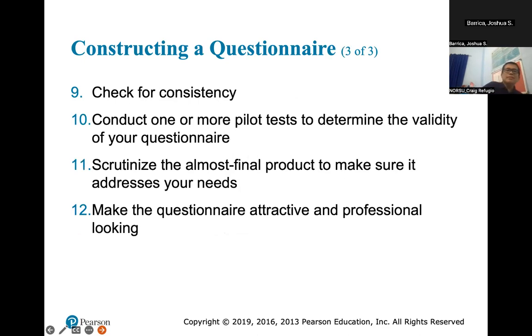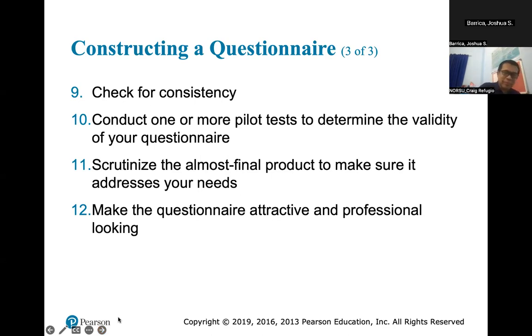Then 9, check for consistency. So consistency of the responses, consistency of the possible responses, consistency of the rating scale, consistency of all the terms that you use in the different items of the questionnaire. So writing skills are very important because if you don't have the writing abilities, then you could not be consistent. Number 10, conduct one or more pilot tests to determine the validity of your questionnaire.